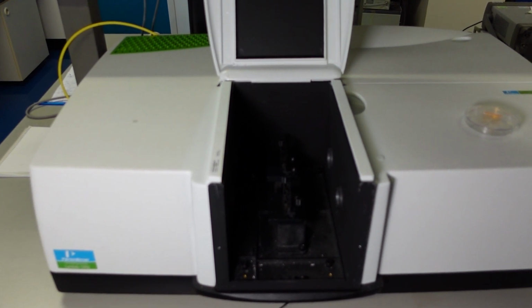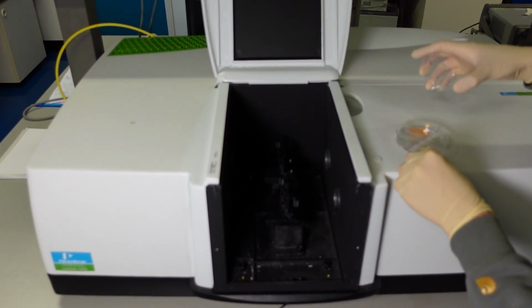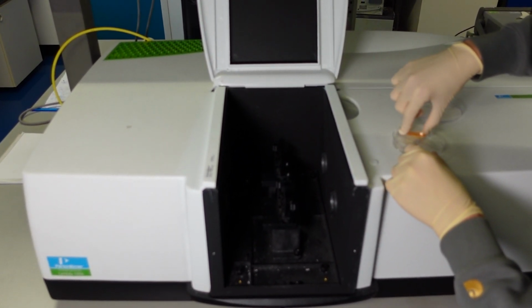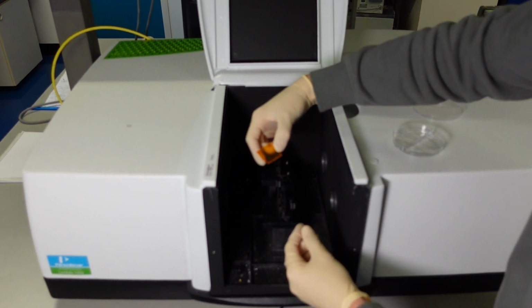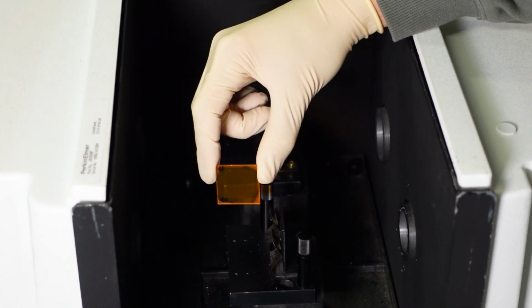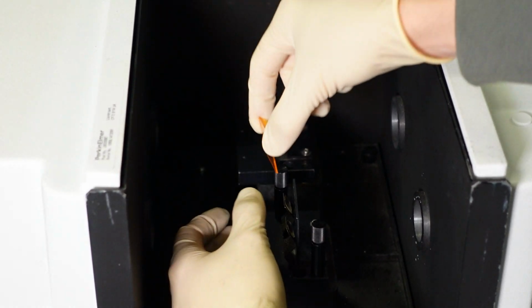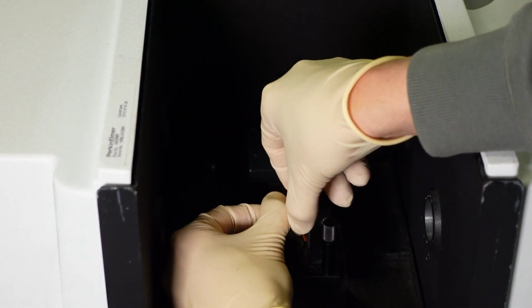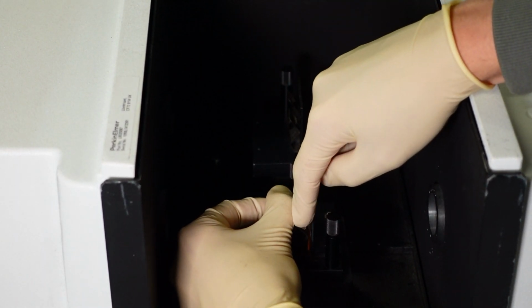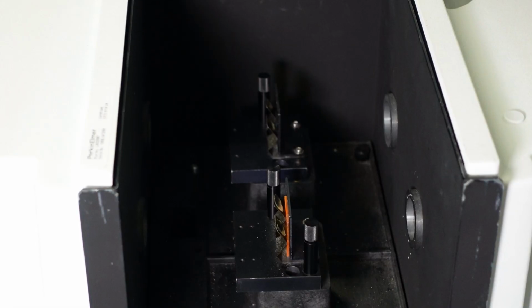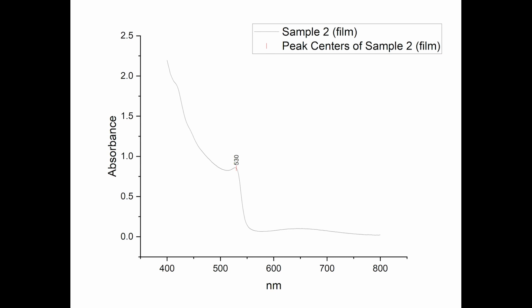Make sure to wear gloves if working with toxic materials. Place your sample into the holder. Then we close the lid and start measuring. The process is almost the same, and we ended up with a graph that looks like this.